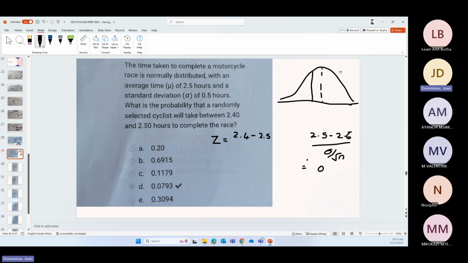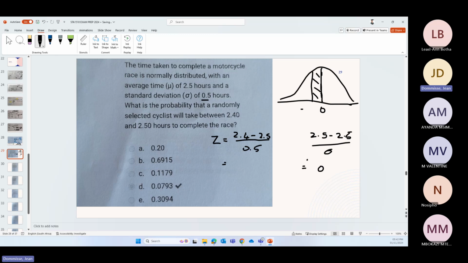So it is actually going to be on the 0, and this one is then going to be the one that we work out. So it is going to be negative something. So 2.4 minus 2.5 divided by the standard deviation of 0.5 divided by n. Okay, so this is still normally distributed. We don't have a sample, so that is basically what we need to work out. So we actually don't need to worry about the sample. So this is still study unit 6.